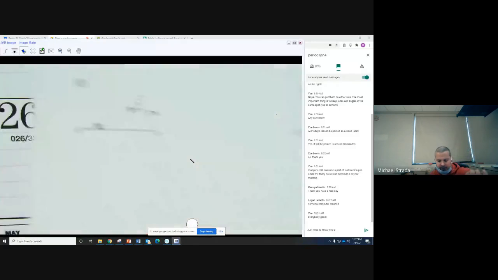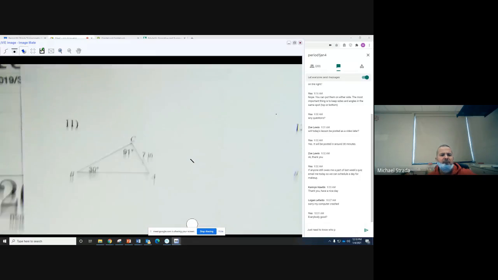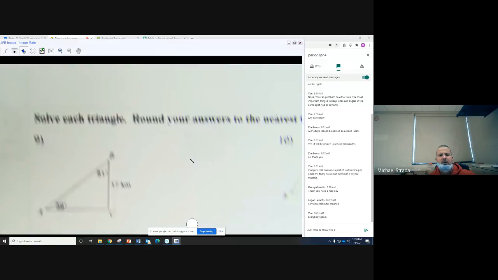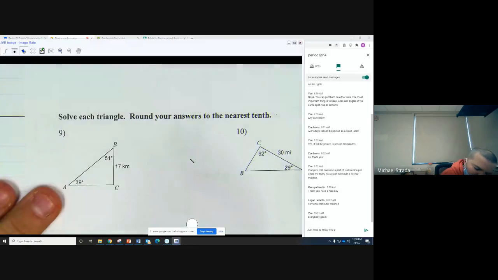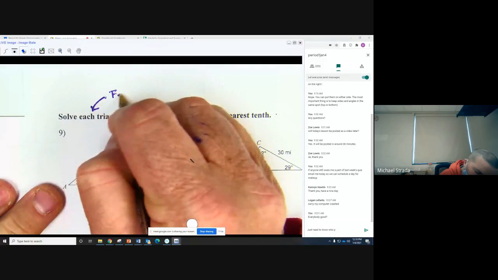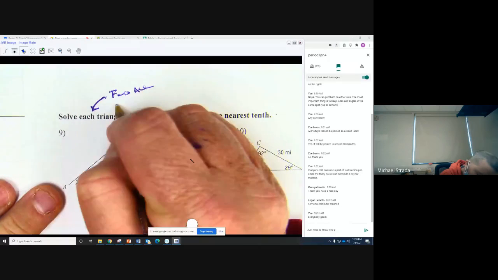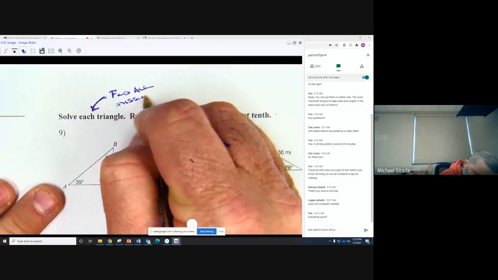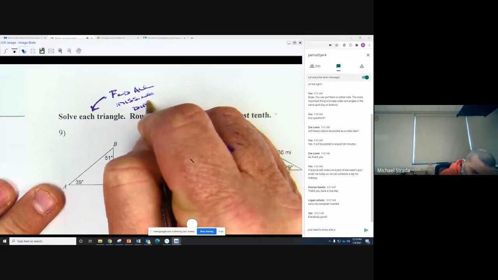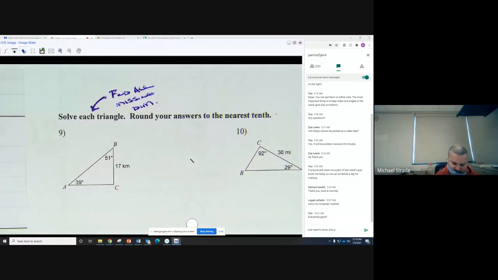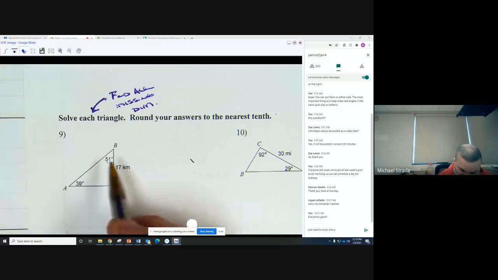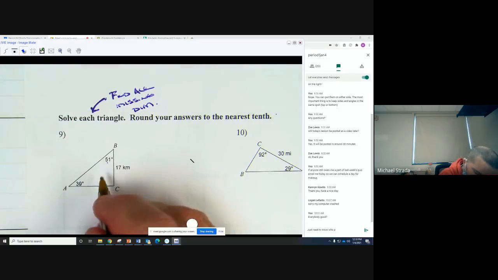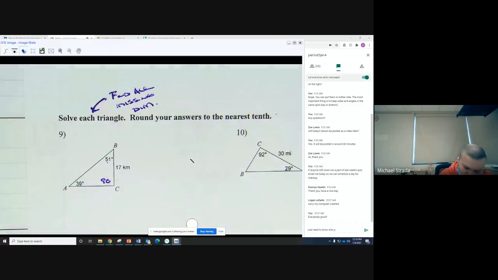And then the last set of problems, 9 through 12, just deals with a little vocab we want to go through. It says solve each triangle, round your answers to the nearest tenth. When it says solve a triangle, all that means is find all missing dimensions, which means any segments or any angles that are missing. So when I do 39 and 51 and add them up, that's 90. Subtract 90 from 180 and I get 90.